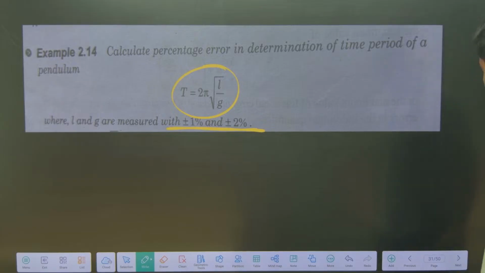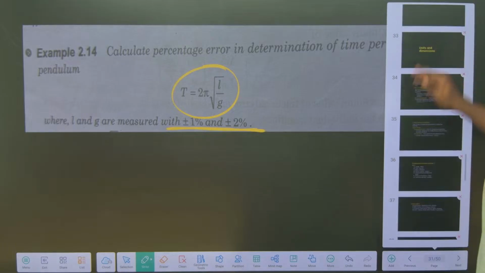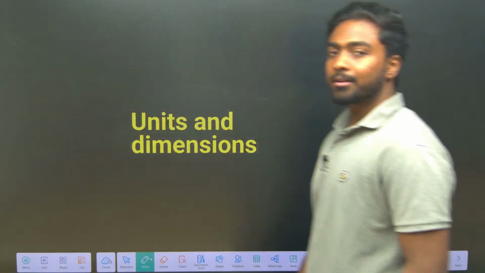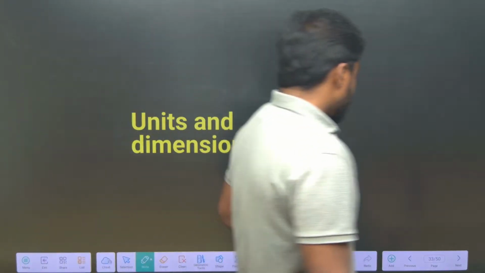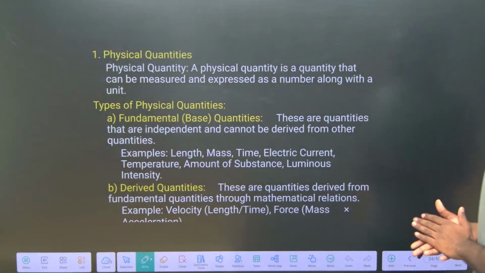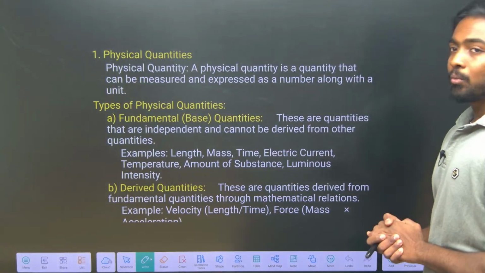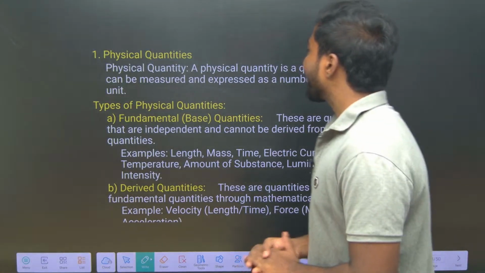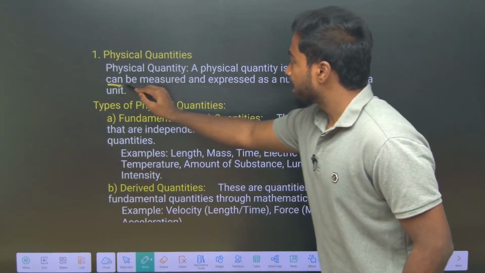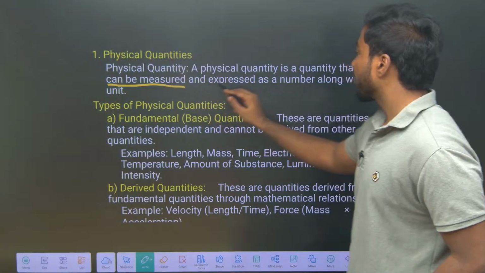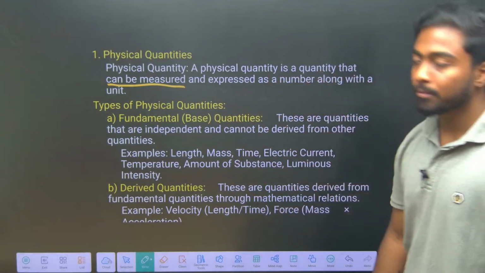Okay guys, we will go ahead with the topic now. The next topic is units and dimensions. In this first one we are going to see what physical quantities are. A physical quantity is a quantity that can be measured, which is called a physical quantity, and expressed as a number along with a unit.